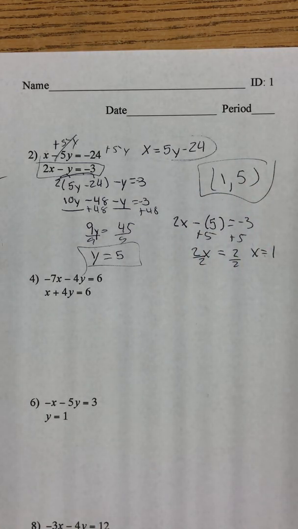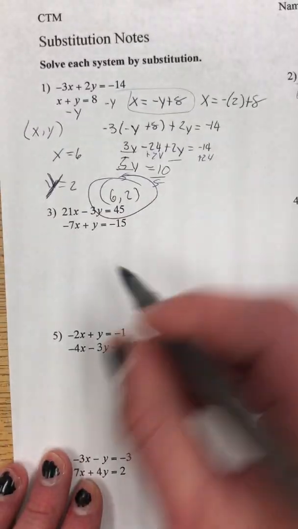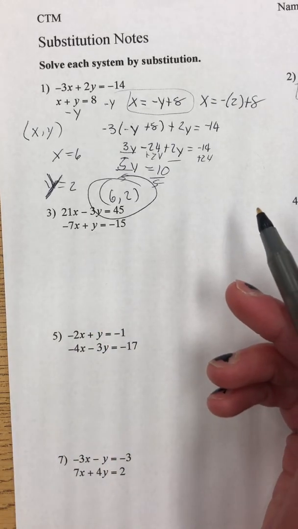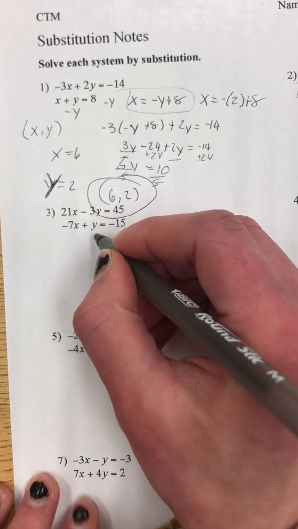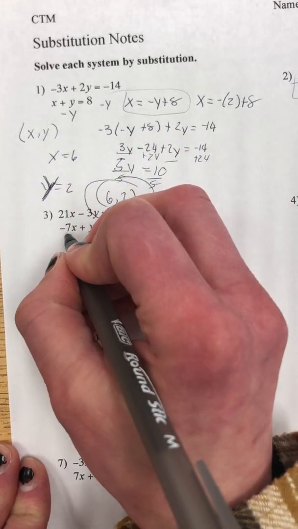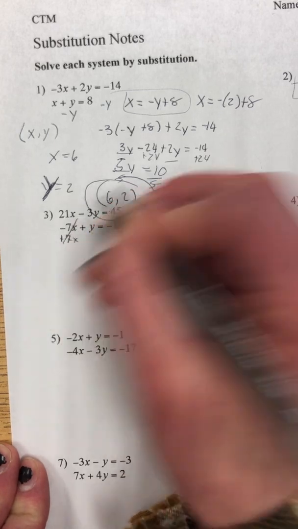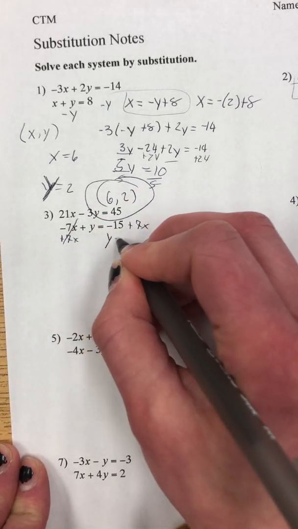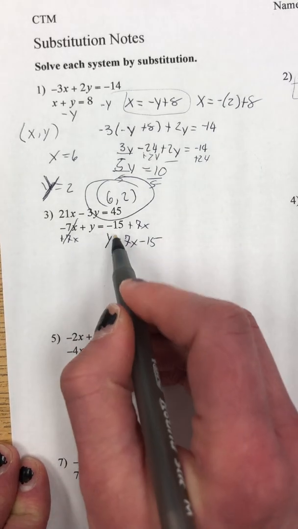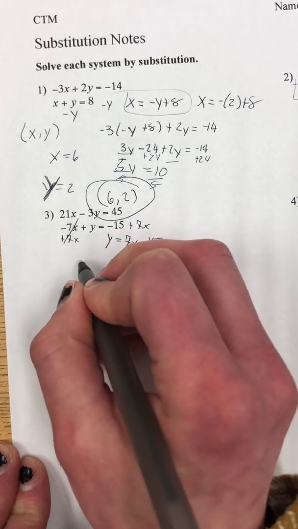Looking at number 3, y seems to be the easiest to solve for, so that's the one I'm going to choose. We're going to solve for y in this one, and I'm starting to overlap, but it's okay. I'm going to add 7x to both sides to get y by itself. That gives me y equals 7x minus 15. We're going to plug this into our y value of the other equation.